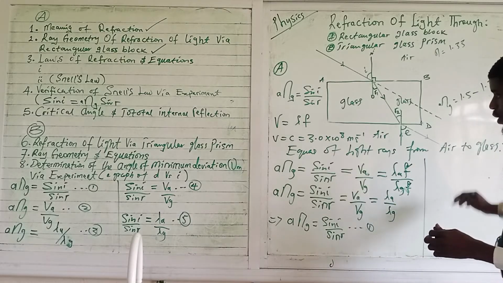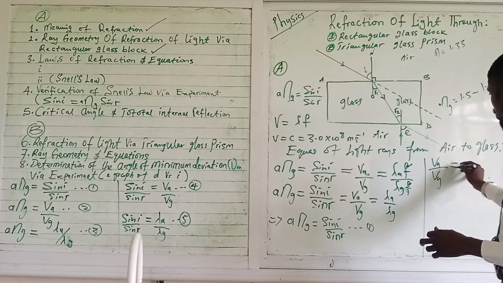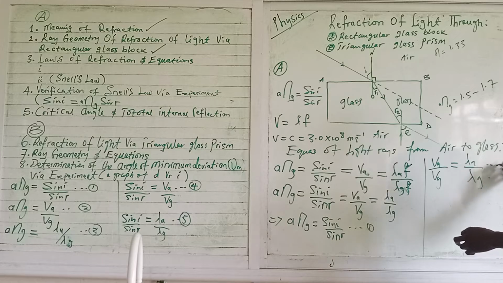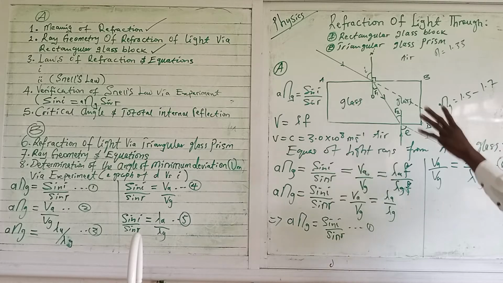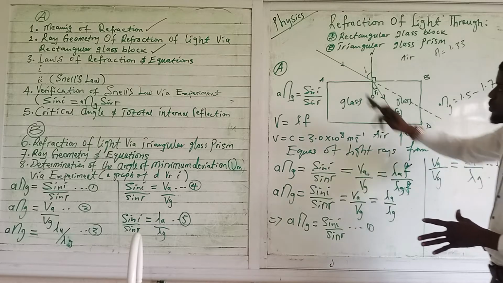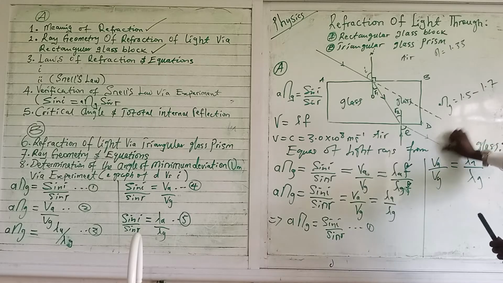Equation number 6, we say that VA over VG is equal to lambda A over lambda G. These are the possible equations you must come across when you are dealing with refraction of light through a rectangular glass block, and the light ray is traveling from air to glass media. Equation 1 down to equation number 6. What if it is from glass to air?